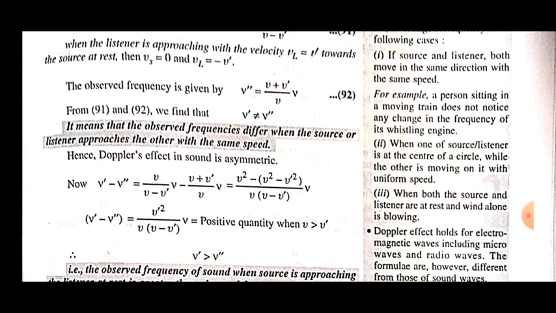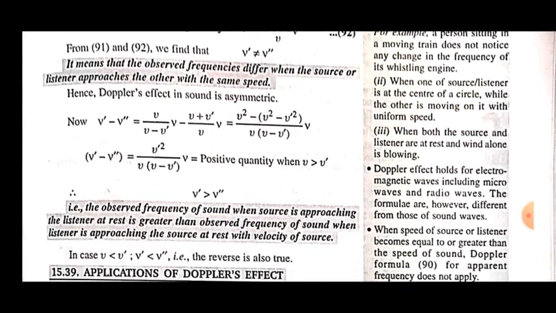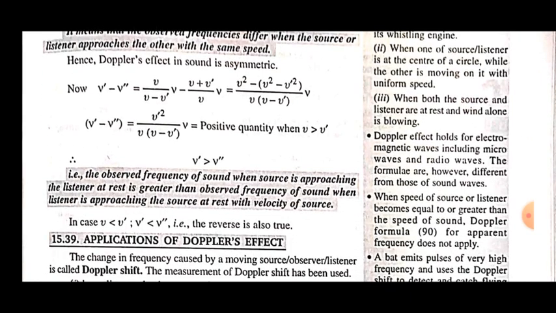Now the second one: when one of the source or listener is at the center of a circle while the other is moving on it with uniform speed. At that time also the frequency heard by the listener will be the same. Next one: when both the source and listener are at rest and wind alone is blowing. In that case also there will be no change in the frequency heard by the listener.